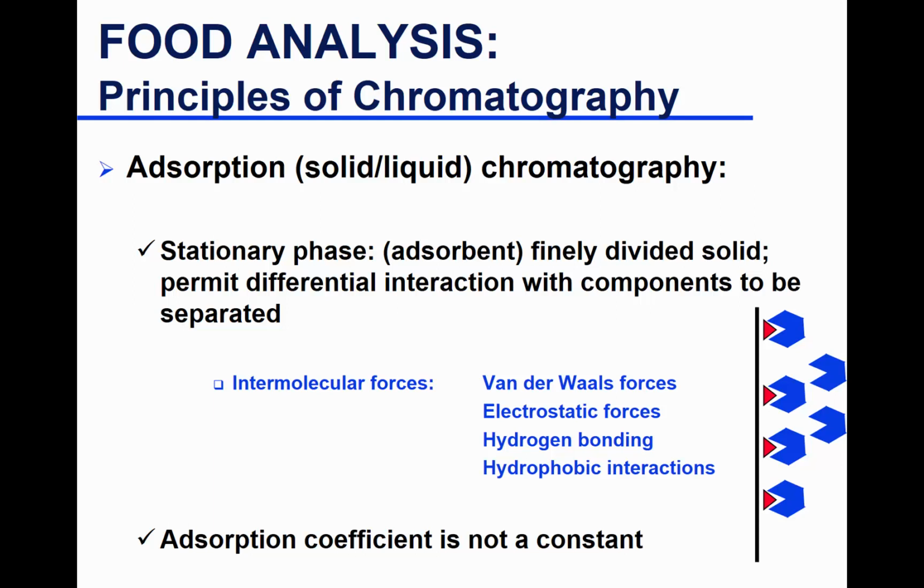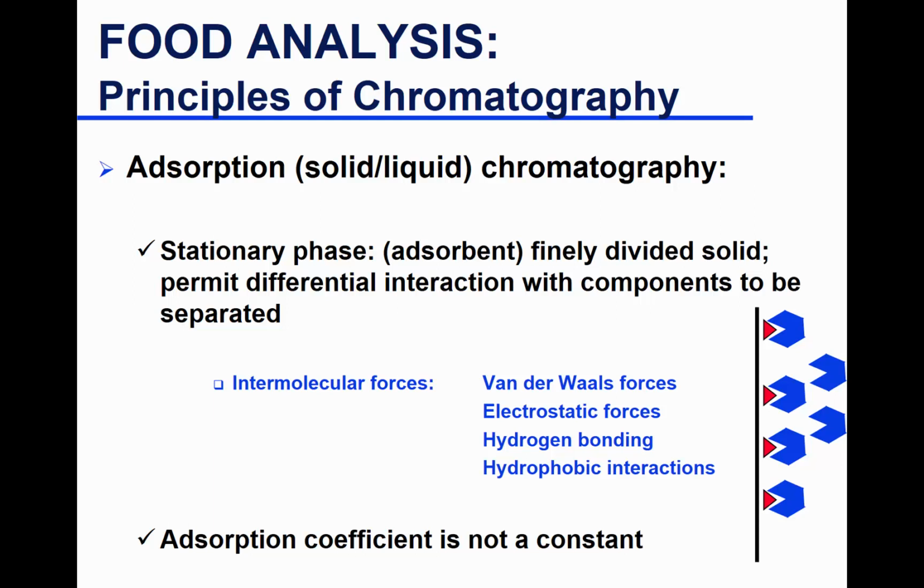And it will permit differential interaction with components and allow them to separate. So you will have interactions. The interactions could be van der Waals forces, electrostatic, hydrogen bonding, or hydrophobic interactions. Any form of these interactions can occur in adsorptive chromatography. The one thing I want to point out, which is different from partition chromatography, adsorption coefficient is not constant. So in partition chromatography, partition coefficient is constant once you reach equilibrium, whereas in adsorption chromatography, it's not.